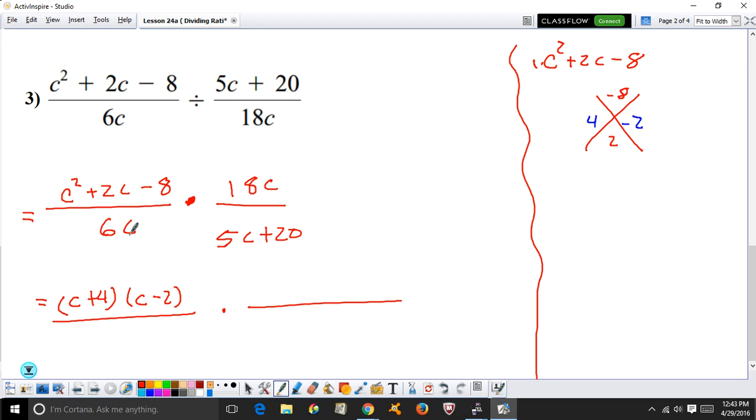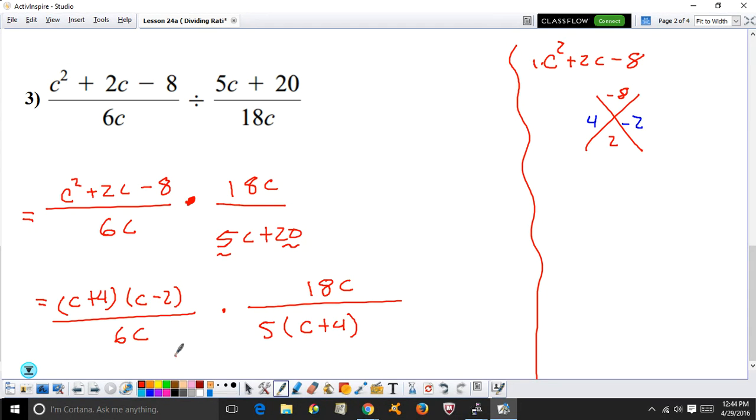And now let's look at the denominator. Can I factor anything out here? No, I can't. It's already a 6c, so I'll rewrite it 6c. Top right, can I factor anything out here? Nope. So 18c. Denominator, I see that they have a 5 in common there, so we can factor out a 5. So what do we have left? C plus 5 times what gives me 20, so that'll be 4.